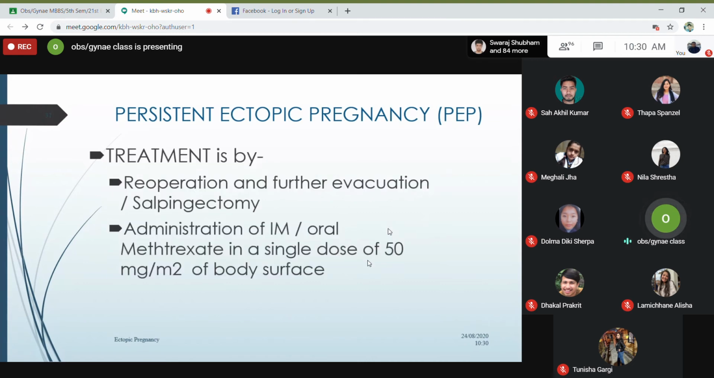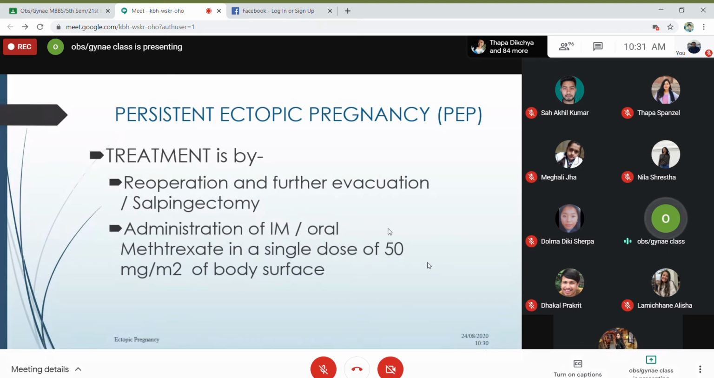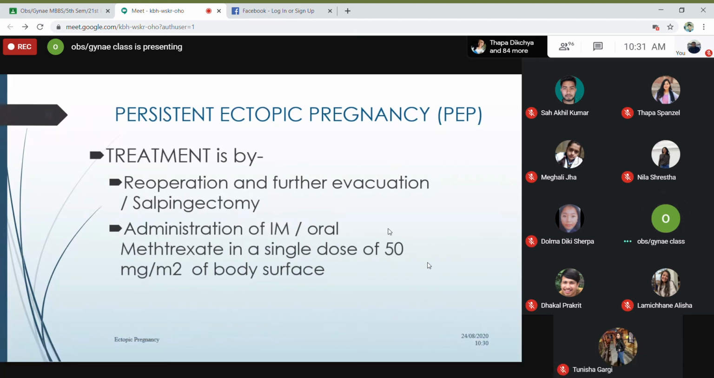So what will you do for these patients? You have to open her up and do a salpingectomy. Or you can give IM or oral methotrexate in a single dose of 50 mg per meter square of body surface area. So you can do either a surgery or medical management. Usually the patient is already fed up because of this, so she will ask for an operation. But if she's high risk, wants pregnancy, or is infertile, she might go for medical management also.